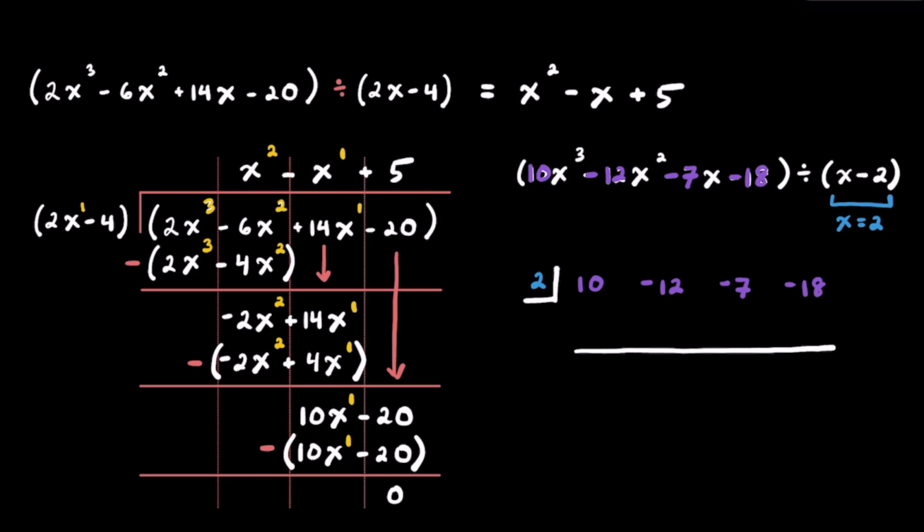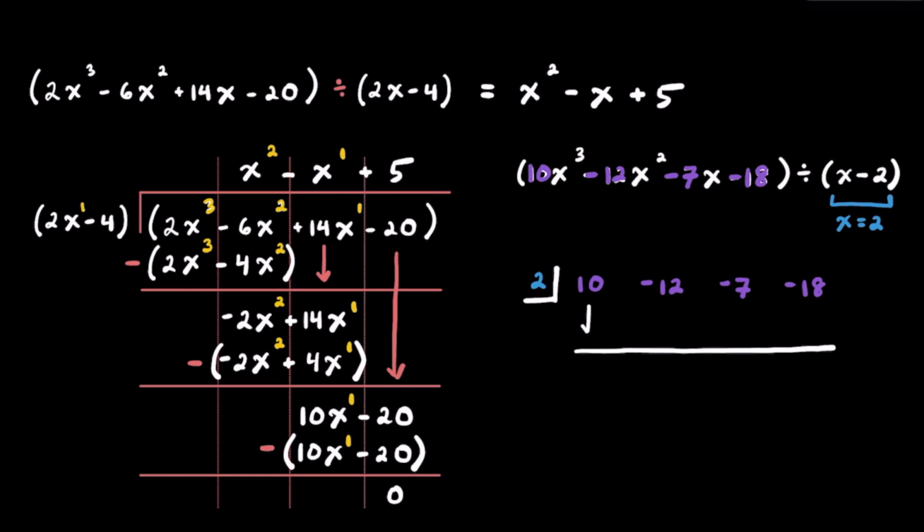So again, just identify what makes this divisor equal 0. In this case, it's 2. So that 2 is going to go over here on the side. And then just make sure you have all our degrees going down 3, 2, 1, 0. And that's going to be all the values that we put right over here. All right, so let's get started on the actual algorithm.